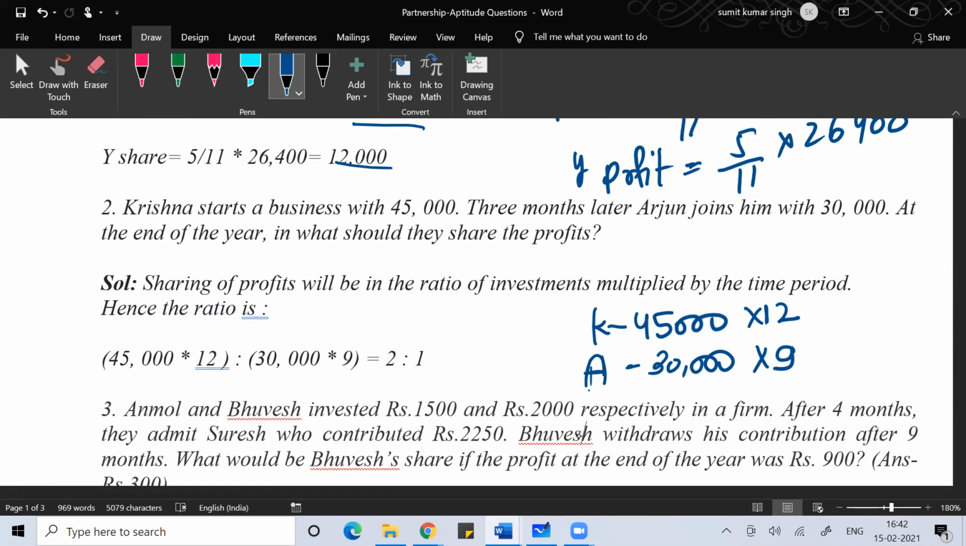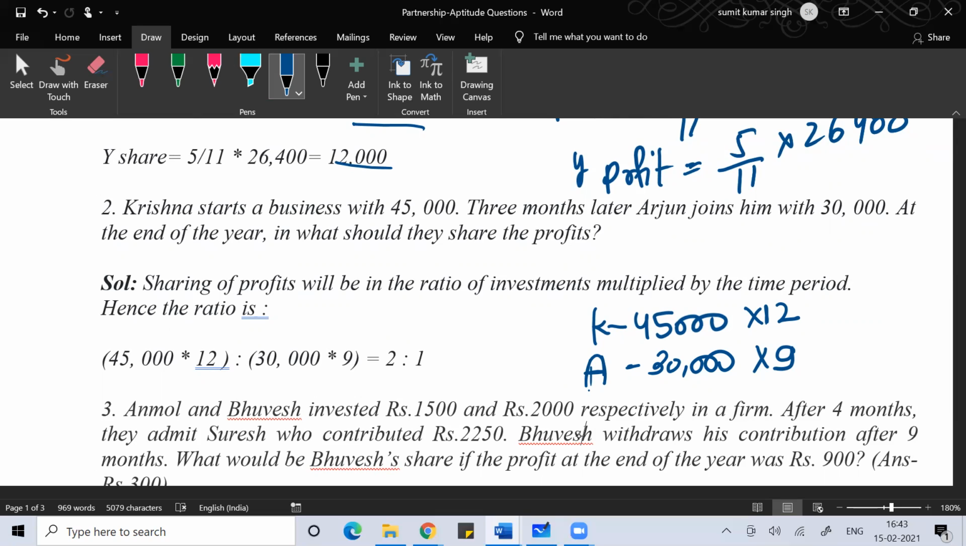Here you can see in the first question we saw only one parameter, that was the initial investment. Here two parameters are given: initial investment and the time period of investment. Krishna started the business with 45,000 rupees and Arjun joined the business with 30,000 rupees. Arjun joined after 3 months. Arjun has done investment for 9 months, while Krishna has done investment for 12 months.